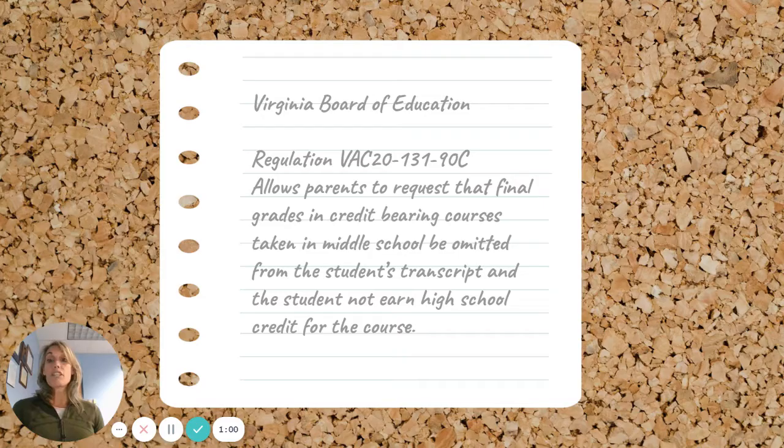The Virginia Board of Education allows parents to request, in middle school only, that grades in high school credit-bearing courses may be omitted from the transcript.